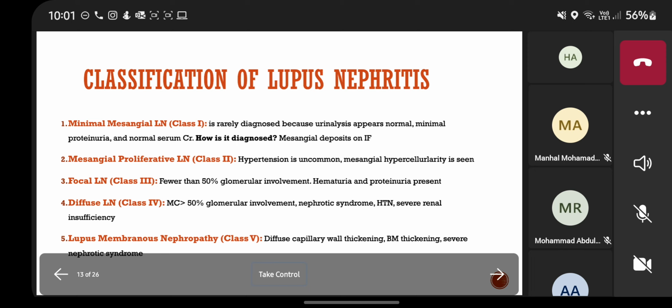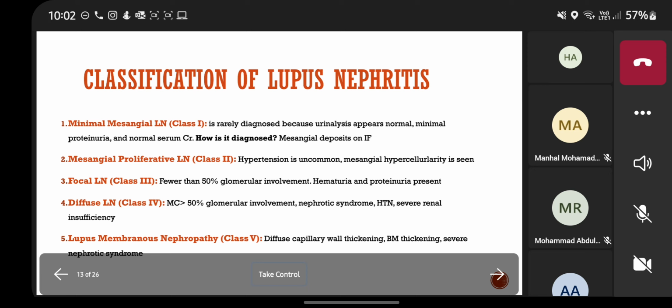We have five classifications of lupus nephritis. The first one is minimal mesangial lupus nephritis, which is rarely diagnosed because urinalysis appears normal, and there is minimal proteinuria and normal serum creatinine. So how is it diagnosed? By mesangial deposits on immunofluorescence. The second classification is mesangial proliferative lupus nephritis. We see here mesangial hypercellularity, and hypertension here is uncommon.